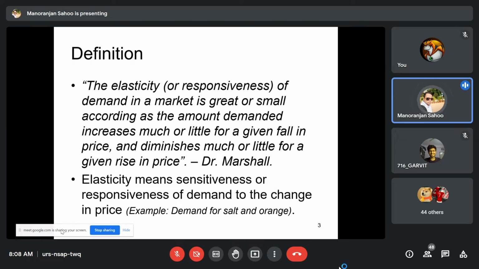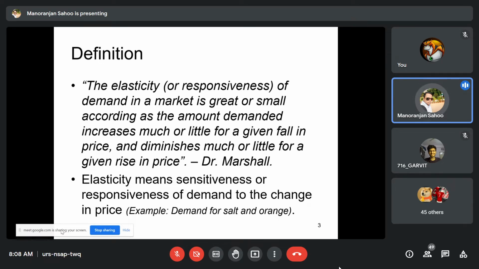For example, if the salt price increases or declines, your quantity demanded will not be much affected. If the salt price reduces by 50%, you will not demand more salt. But if the orange price reduces by 50%, your quantity demanded might be high. So in this case, we can say the elasticity or responsiveness of demand to change in the price is different.